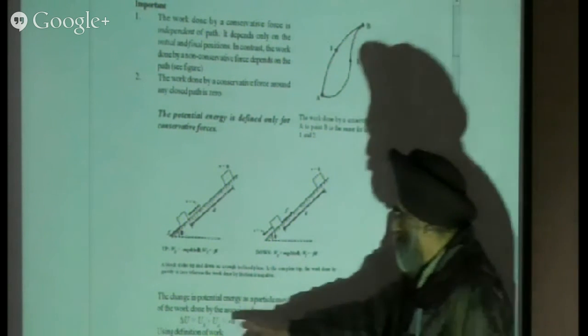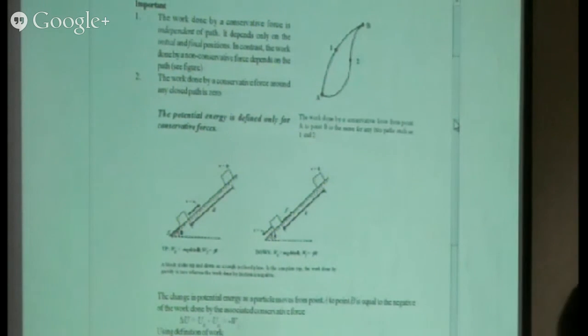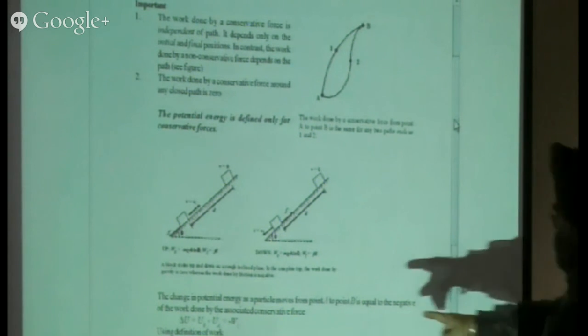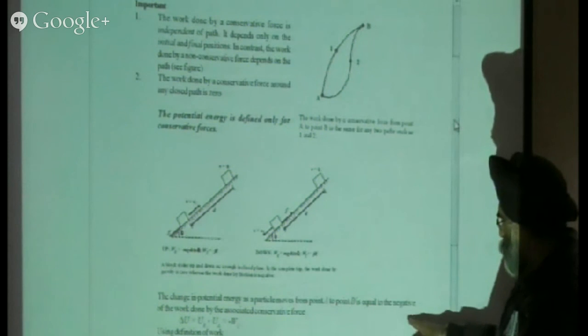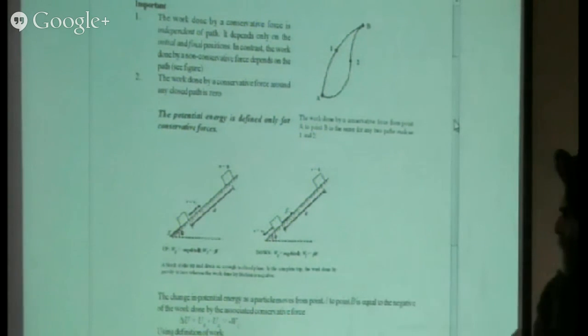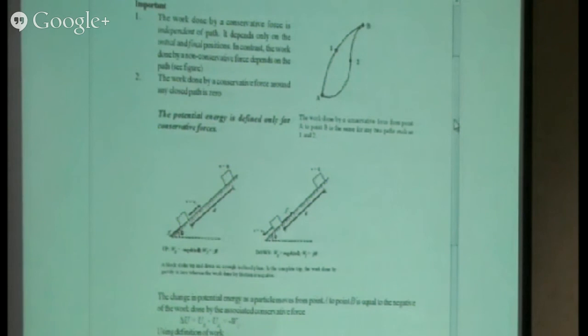We give a symbol U for the potential energy. So UB and UA tell you about the potential energy of a body at the positions B and A, like we had kinetic energy KB and KA. And as in the case of the work energy theorem, where we talked about change in kinetic energy, here we talk about change in potential energy. The change in potential energy as a particle moves from point A to B equals the negative of the work done by the associated conservative force. So this is the definition of change in potential energy.